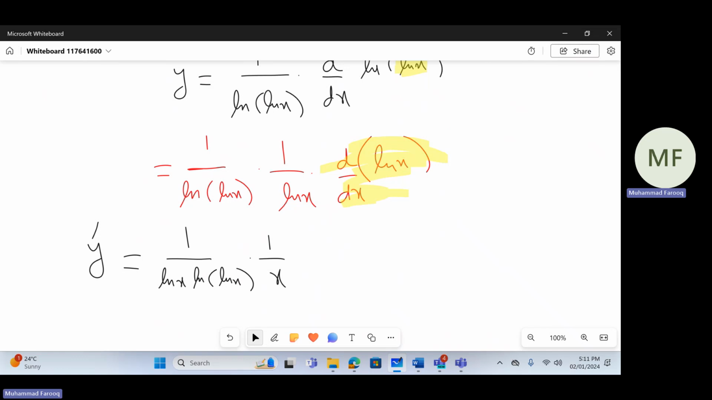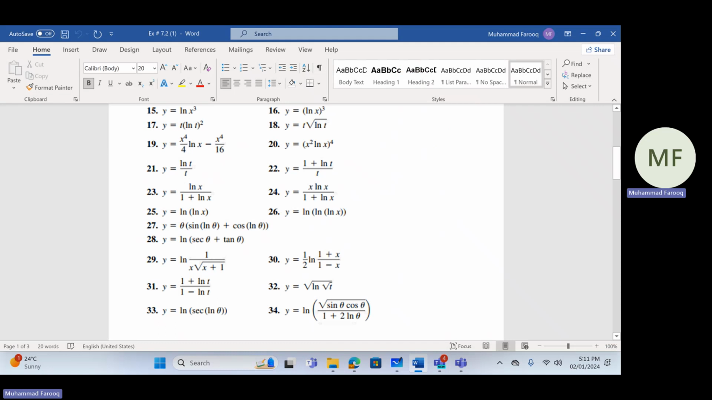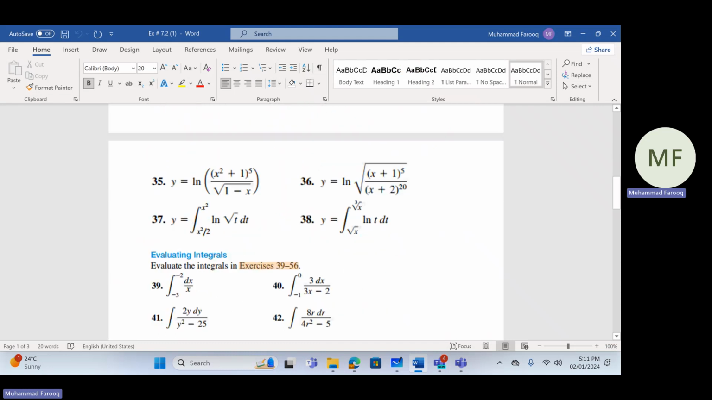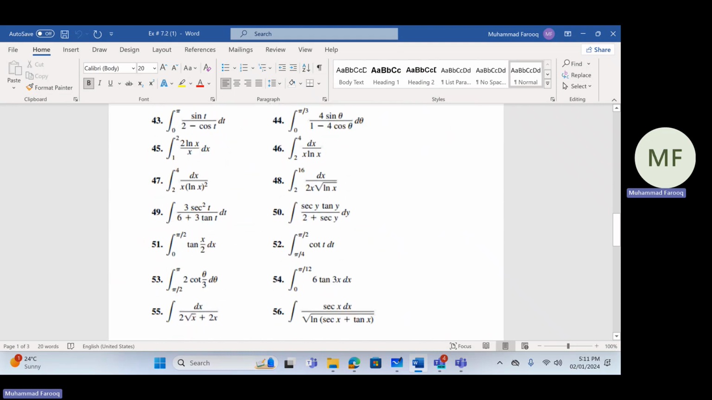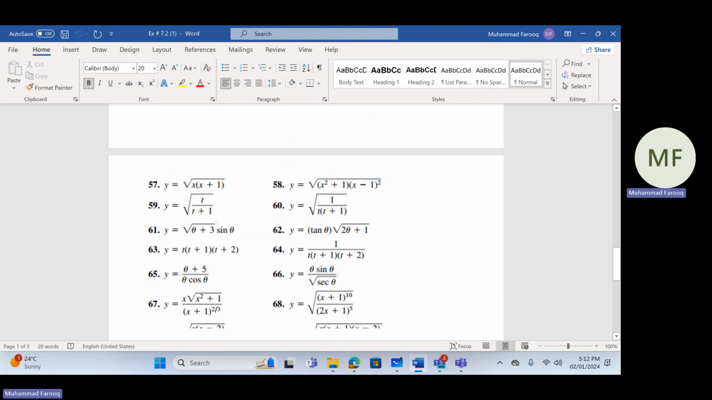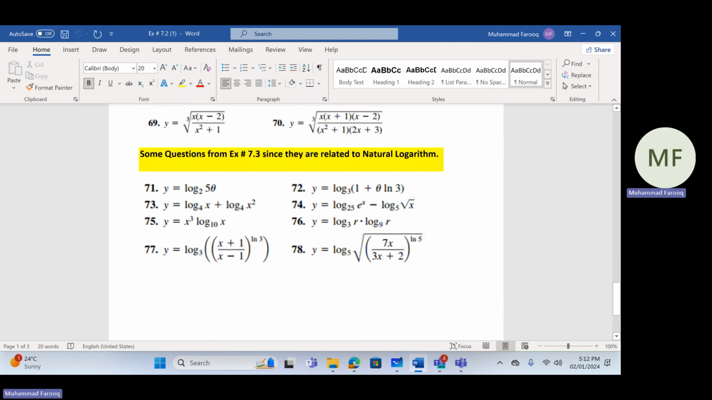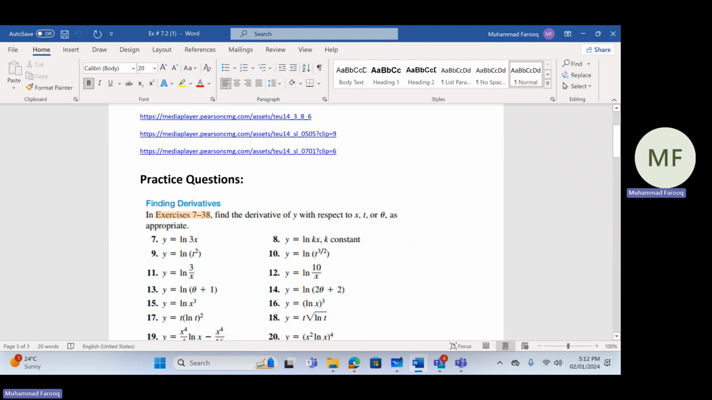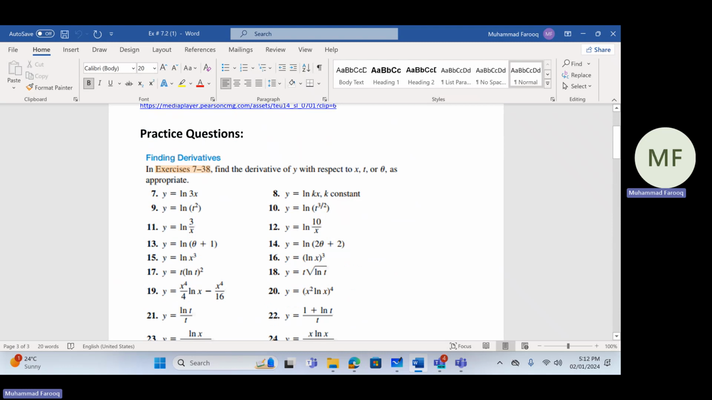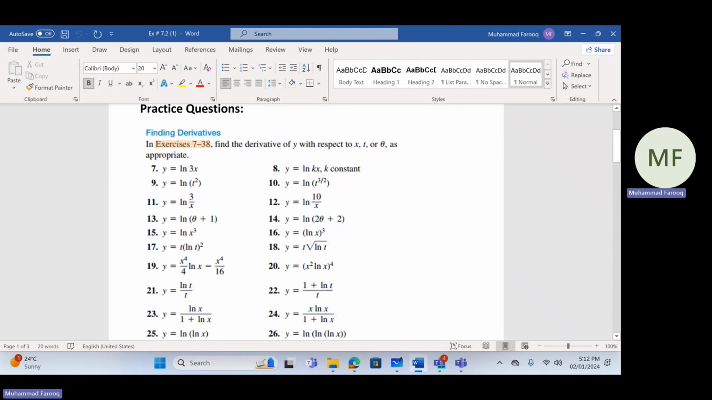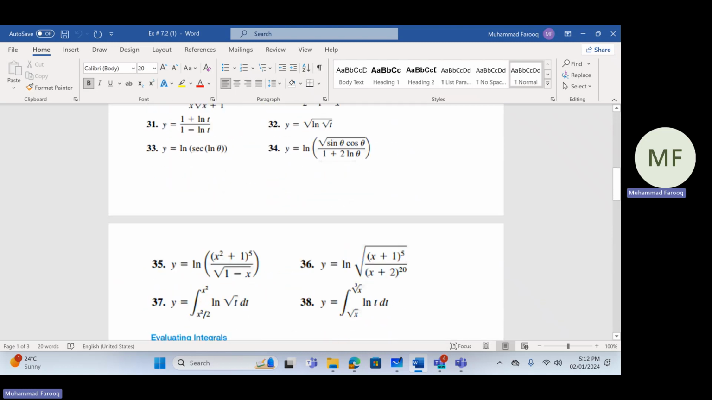Anyway, we have here log differentiation, I think log differentiation will come maybe. At least we have started this differentiation, so you can easily finish questions 7 to 38.